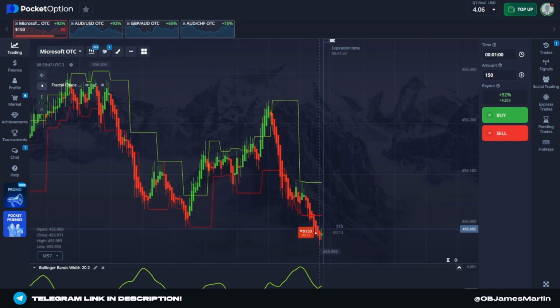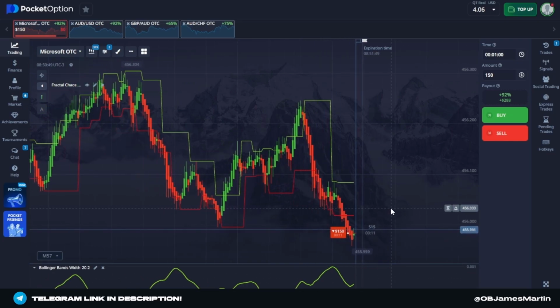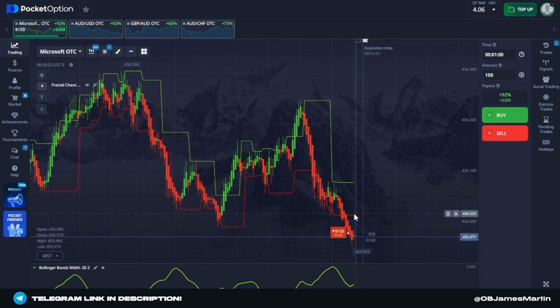I find this strategy interesting because it doesn't appear constantly, and I have to be very attentive to the key zones.